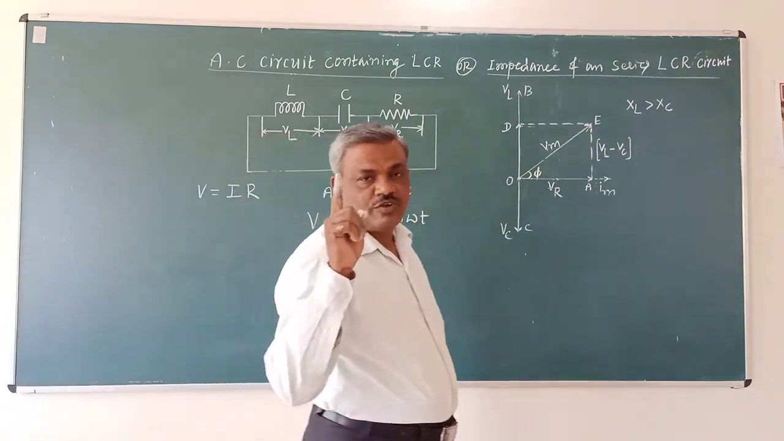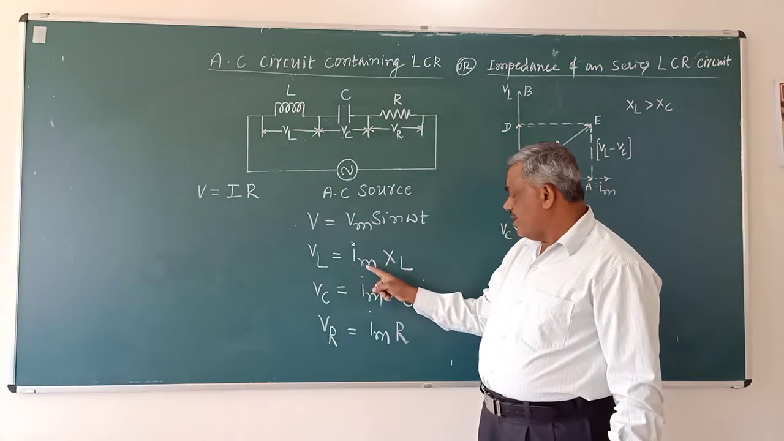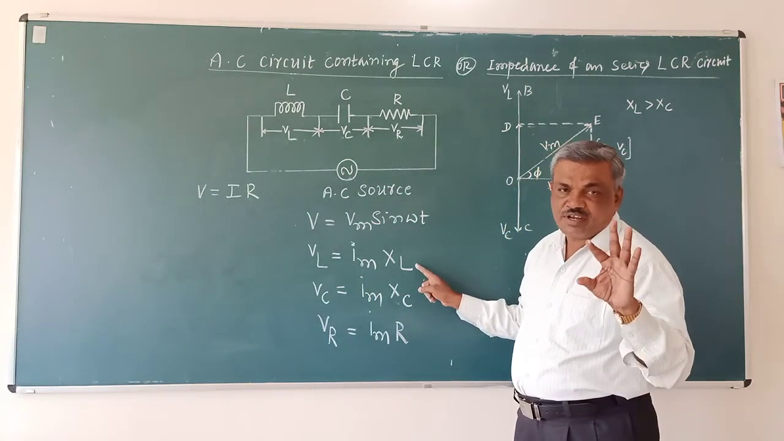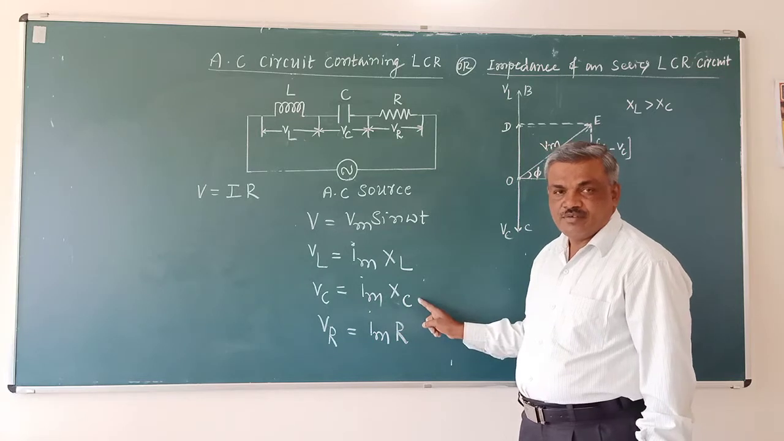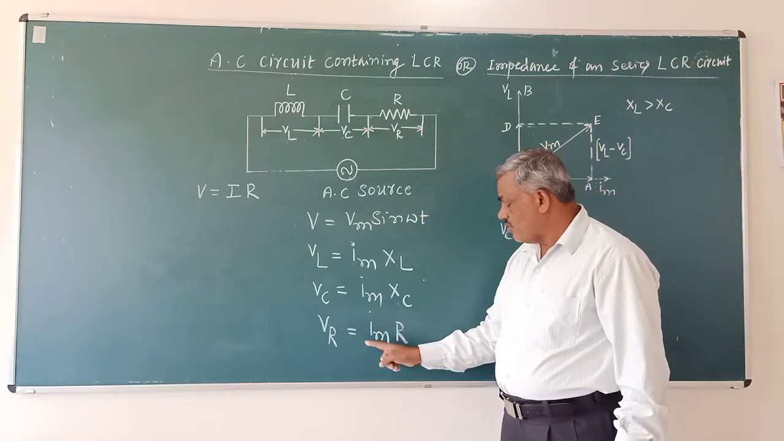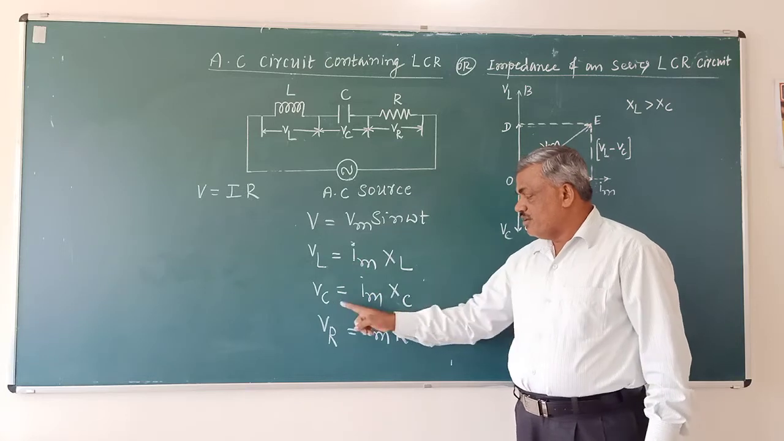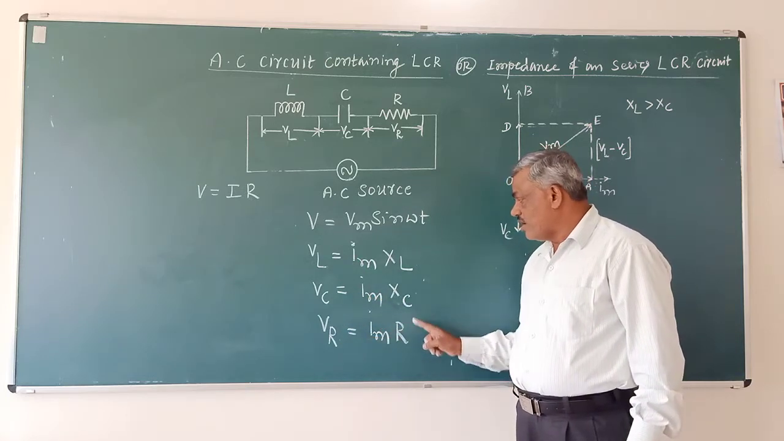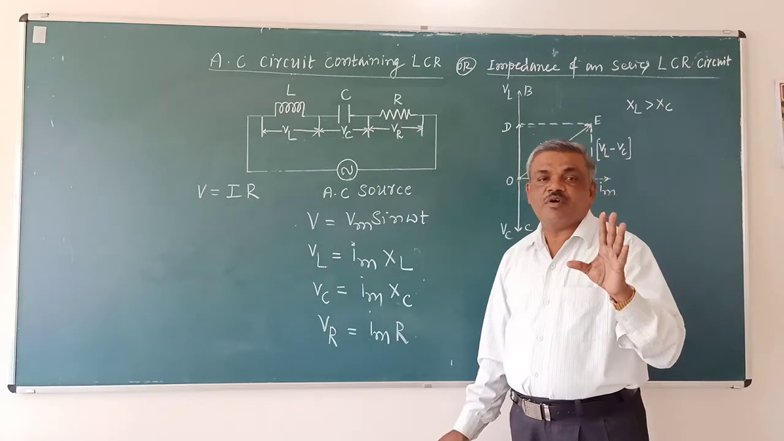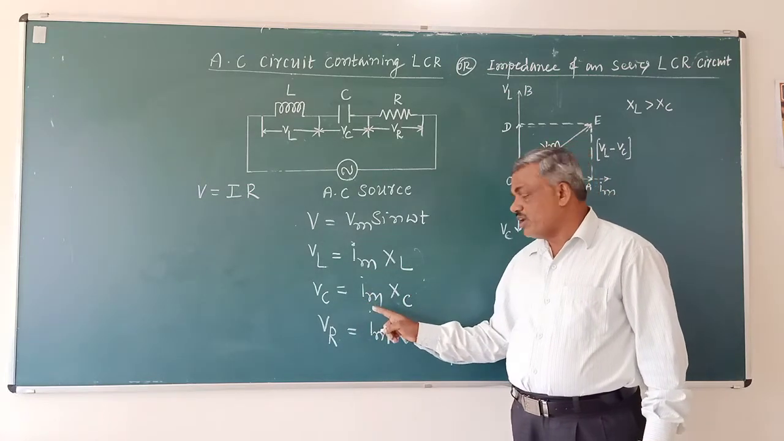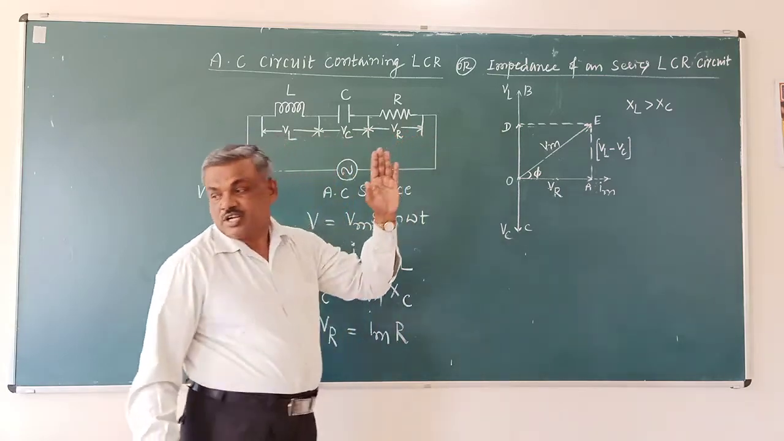So students, now observe these three very important equations. Potential difference across the inductor, VL equal to Im XL, where XL is the inductive reactance. Across the capacitor, VC equal to Im XC. Across the resistor, VR equal to Im into R. These three equations are very important for proving impedance. After this, the phasor diagram: how to construct the phasor diagram?